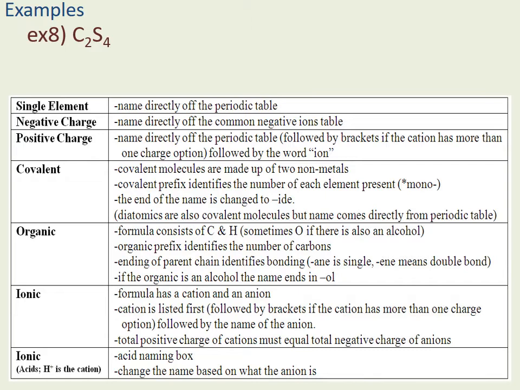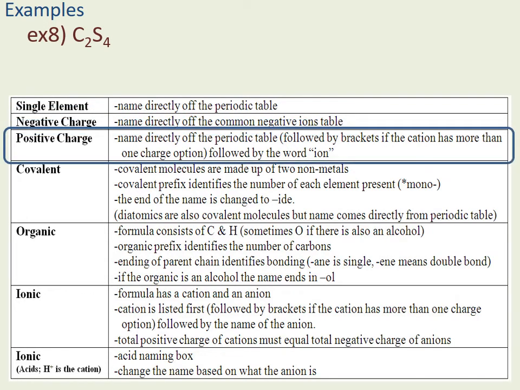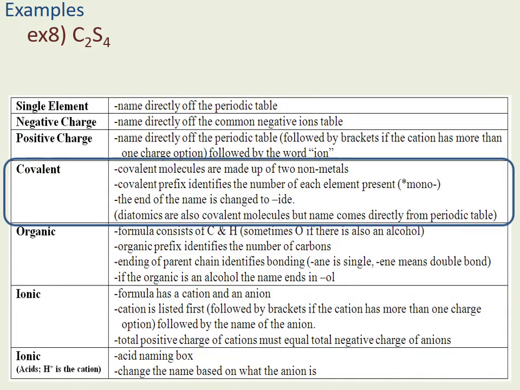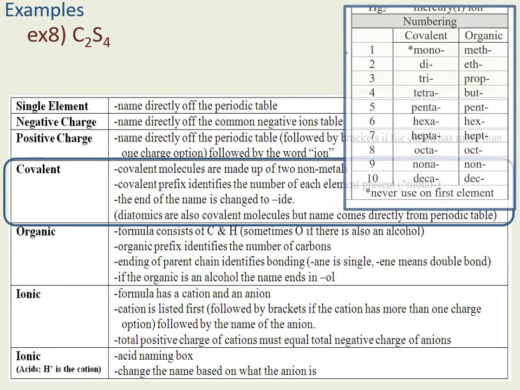Example 8, C2S4. I have two elements here, so it's not a single element. There is no charge, so it's not a negative, nor is it a positive. Is it a covalent? I do have two elements, and they are both nonmetals, so this is a covalent molecule, and I will have to use covalent naming. So I'll go to my pink sheet and look at, on the data table, our covalent numbering. So a covalent prefix identifies the number of each element.